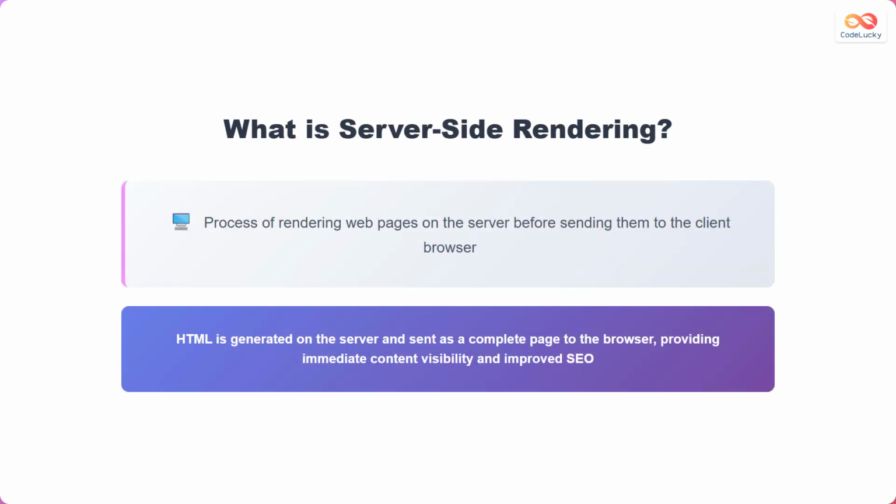Server-side rendering, commonly known as SSR, is a web development technique where HTML pages are generated on the server before being sent to the client's browser. Unlike traditional client-side rendering, where JavaScript builds the page content after it loads, SSR delivers a fully rendered HTML page immediately. This means users see the content instantly without waiting for JavaScript to execute.